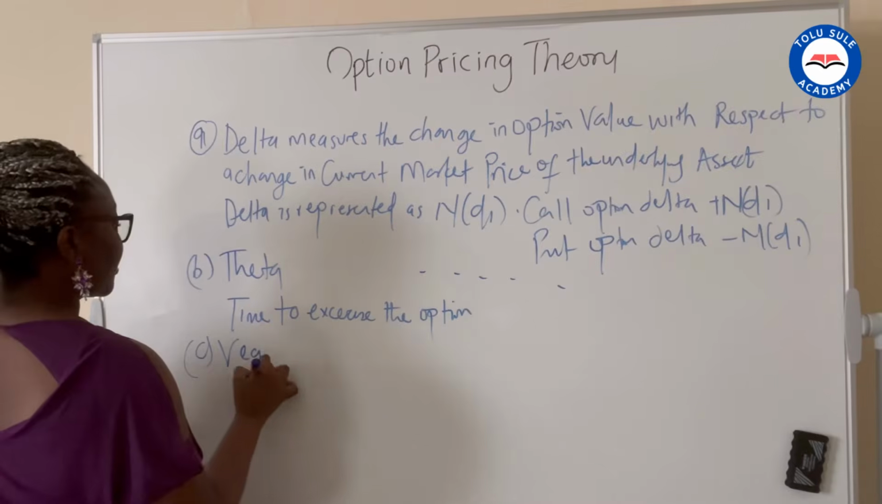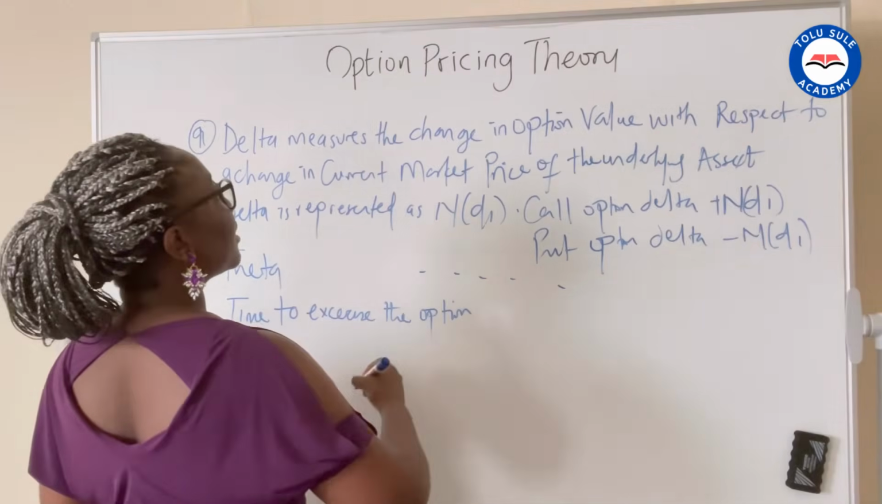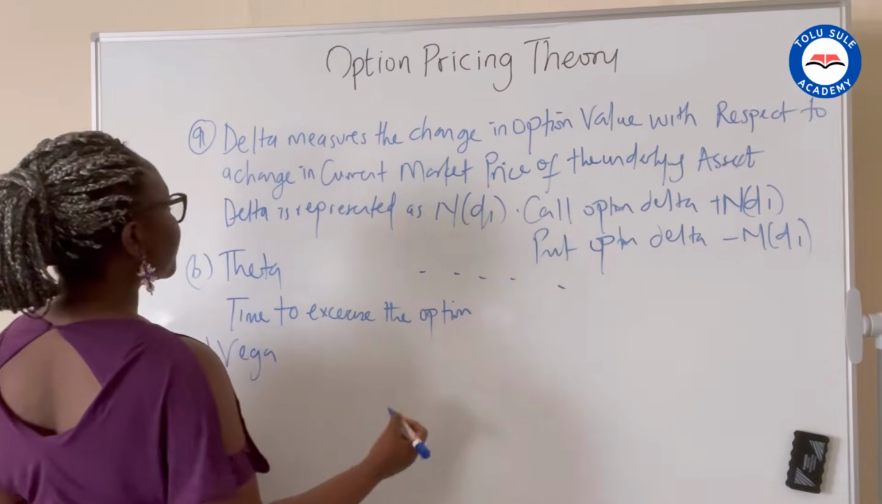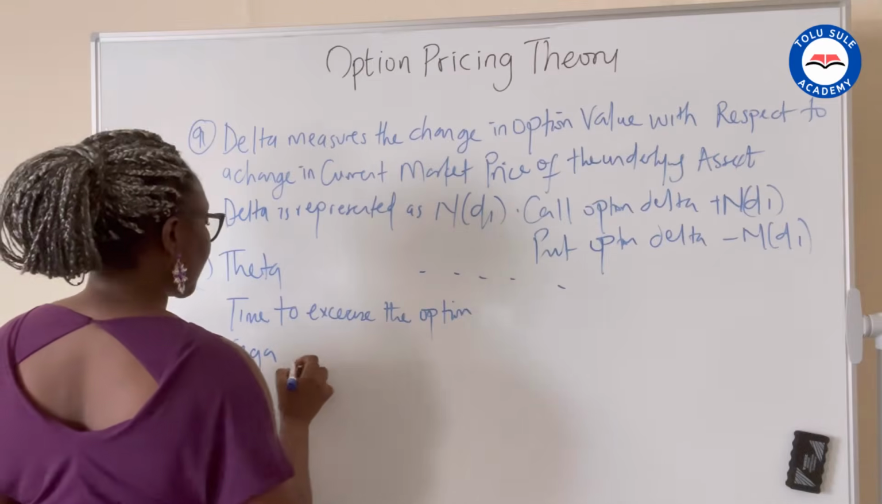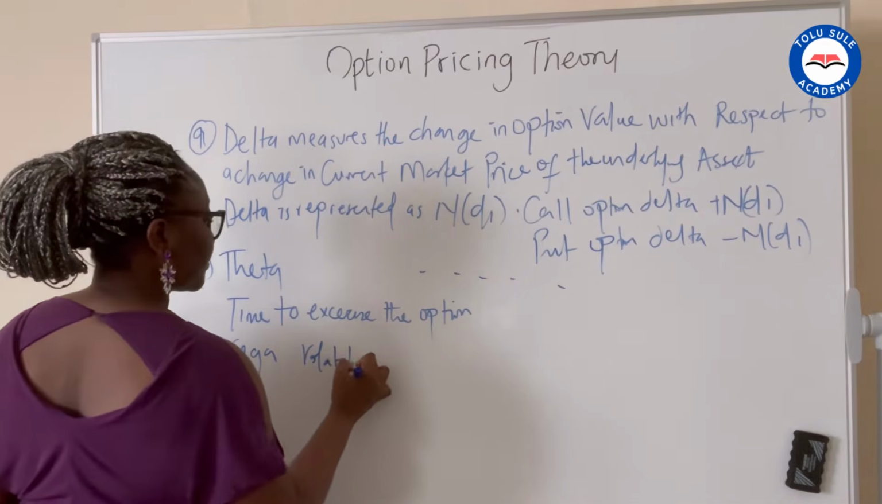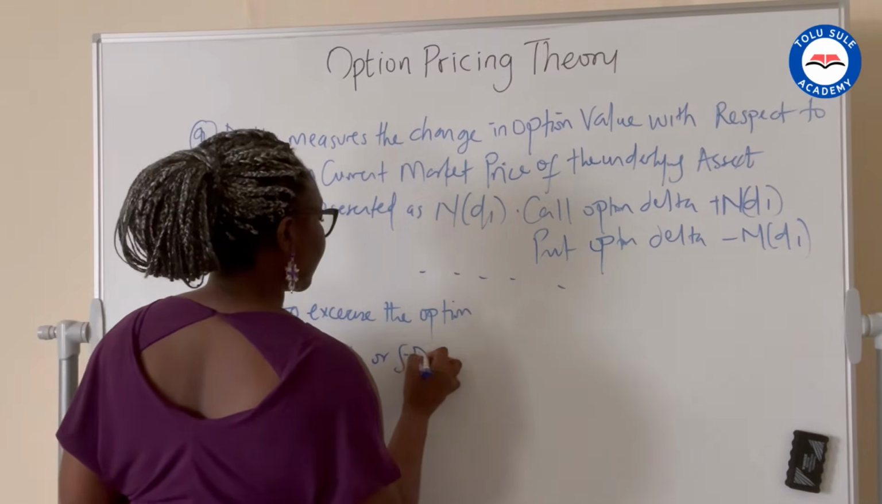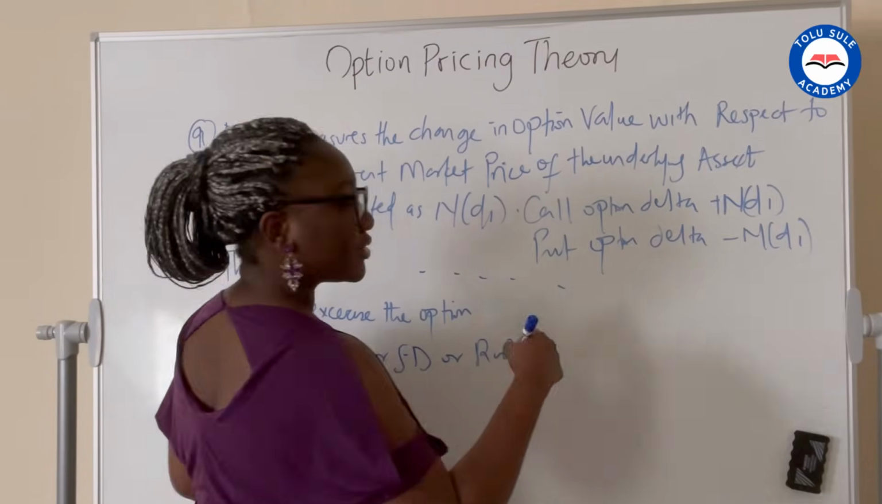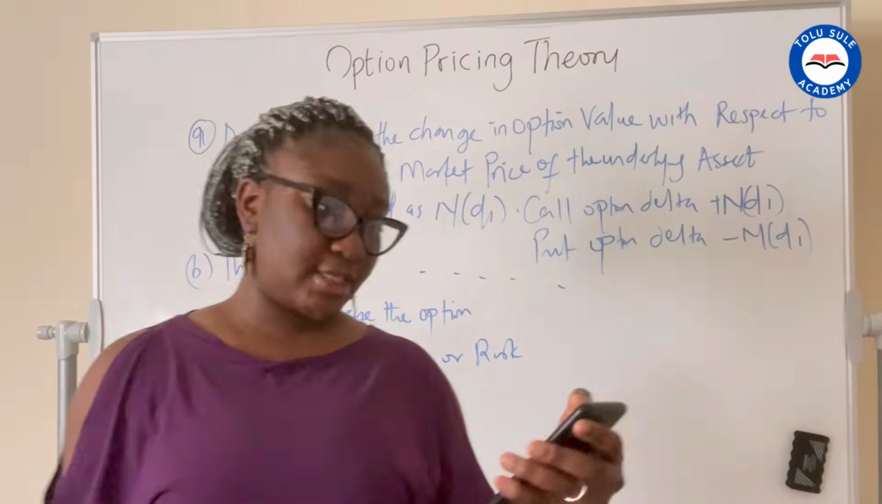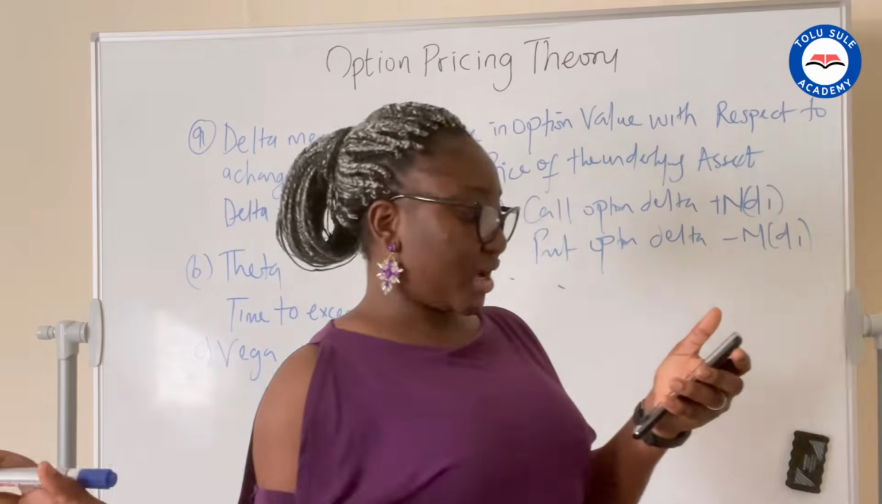Then C, vega, all that. Vega measures the change in option value with respect to a change in volatility or standard deviation or risk attached to the underlying asset. Very simple. You get your 5 marks.